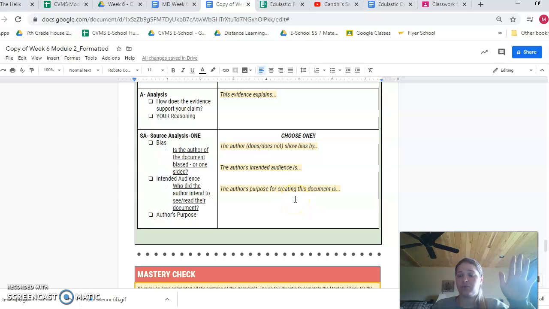A lot of you guys are doing more work and putting in all three. Go for it. That's great. Just better practice. But you only need to do one when you're writing a CEAS.